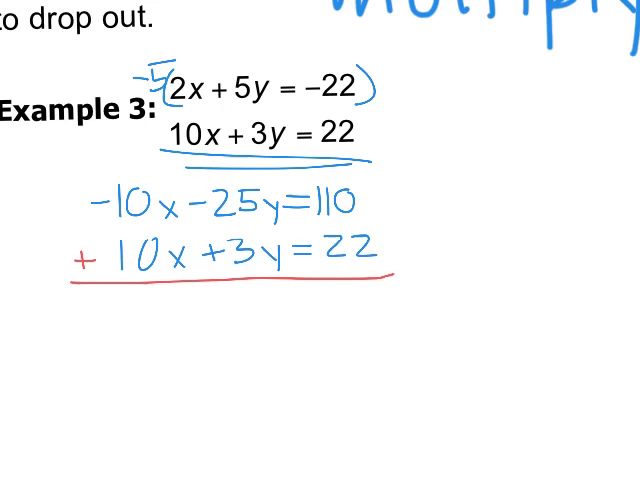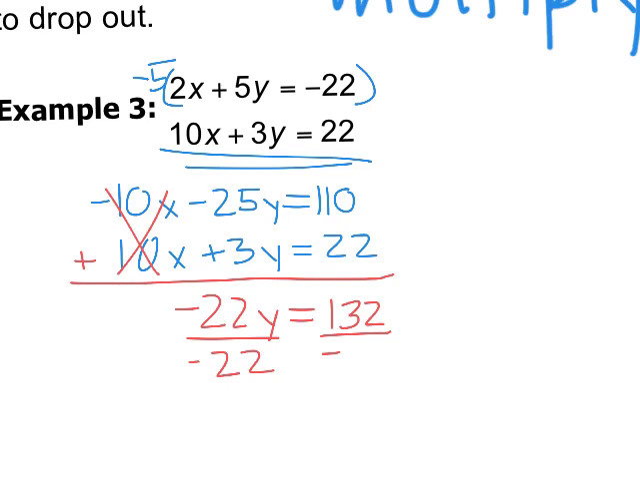Okay, so negative 10x and 10x is gone. Negative 25y plus 3y is negative 22y. Bring down your equal sign. 110 and 22 is 132. So I just have to divide by negative 22. And I end up with y equals negative 6. Okay, so that is half of my answer. Now let's figure out the other half.